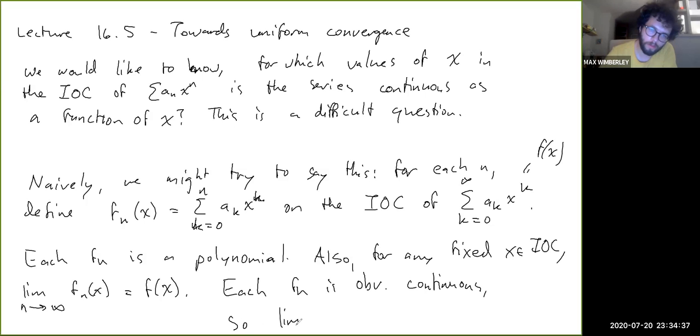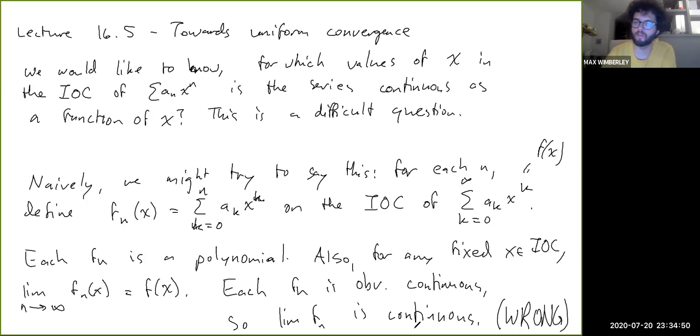Then, each f_n is obviously continuous. So the limit of f_n is continuous. This is wrong. It's wrong-headed reasoning. This is bad reasoning. It doesn't work this way, but a lot of people feel like it should, I guess.